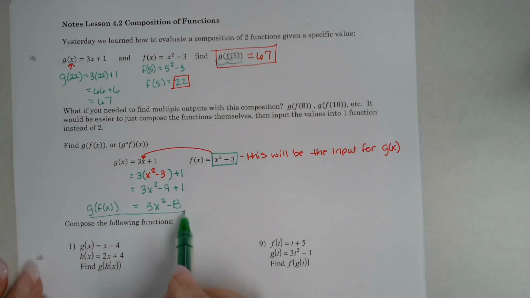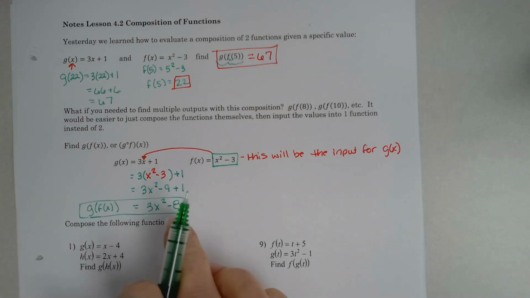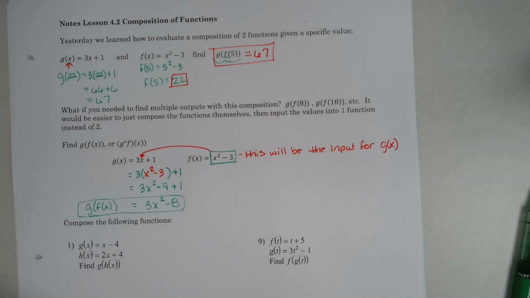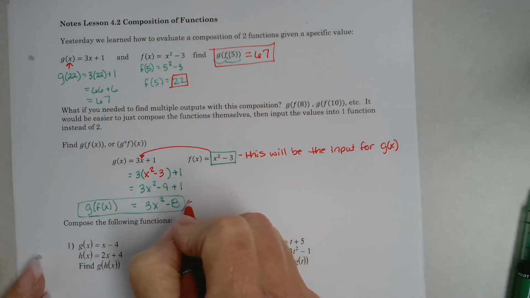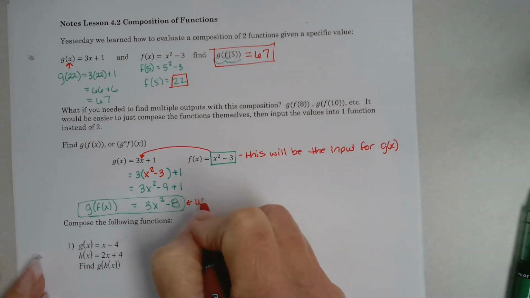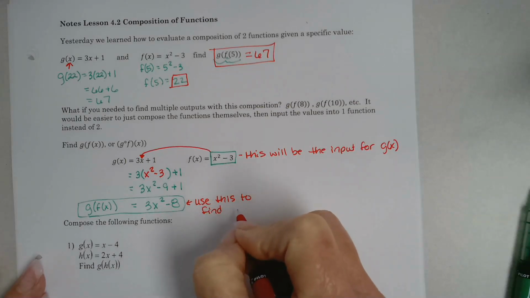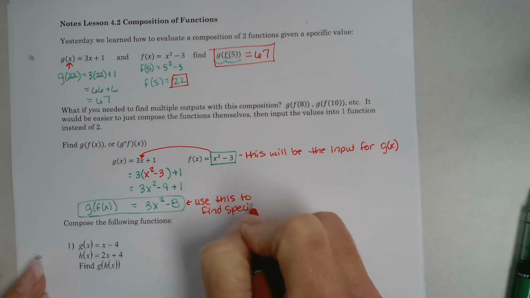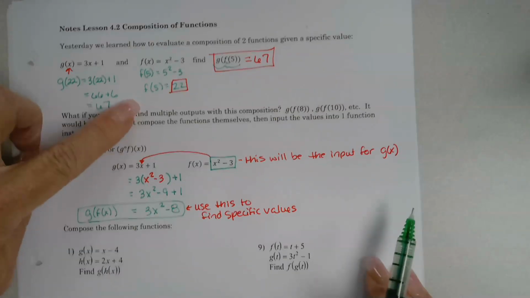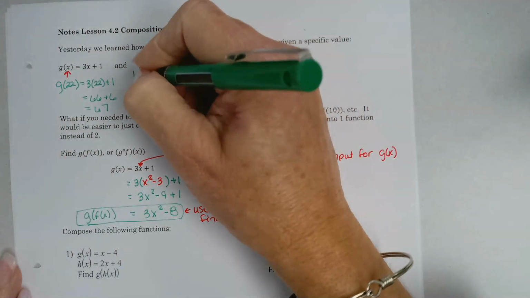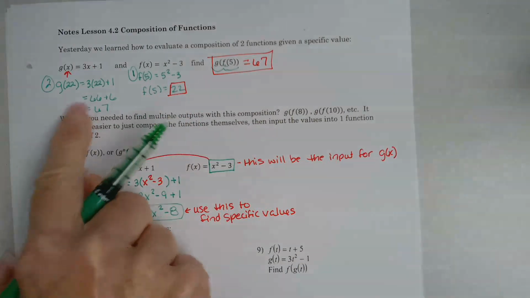So we have this function rule now, 3x squared minus 8, and this is what we can use to input values and get our results instead of using both equations. So right here, note, use this to find specific values. Okay, so how we did it up here, this was step 1, basically. We went and got our result, and then step 2, we replaced it into the other.